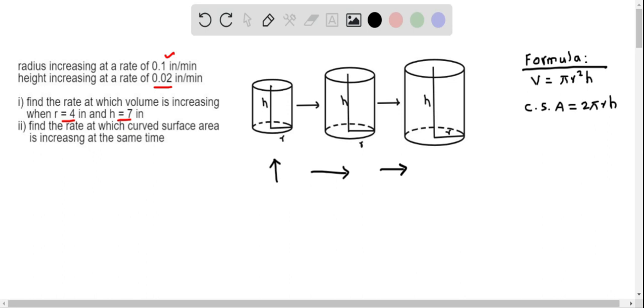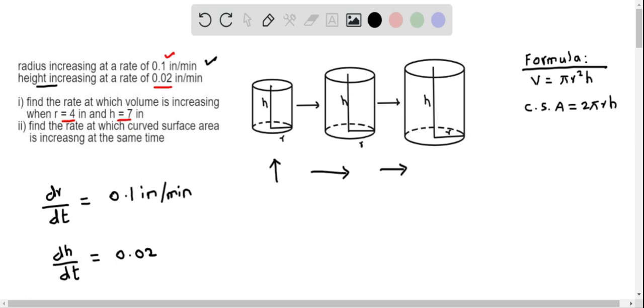Using derivatives, I'm going to write down the rate at which radius is increasing as dr over dt, that is dr by dt. This is given as 0.1 inches per minute. And similarly, I'm going to write down the second information, that is the rate at which height is increasing. I can represent this as dh by dt. This is equal to 0.02 inches per minute.